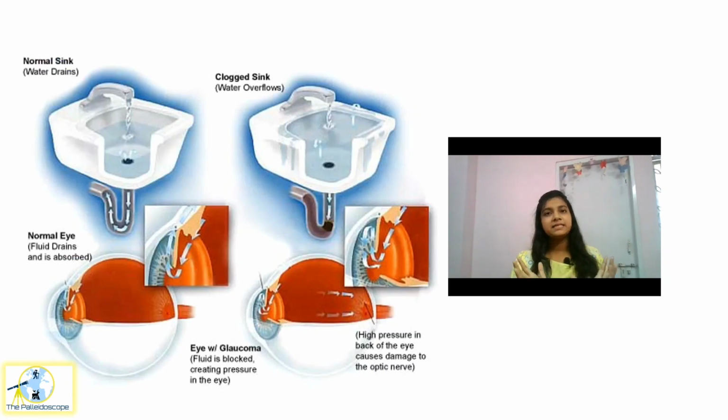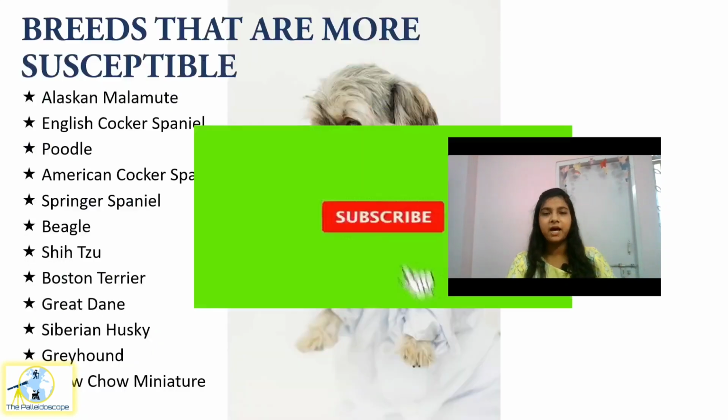Say for example, there is a sink, it is clogged, the water is not able to pass. What will happen? It will overflow. Similarly, in our eye, if the exit pathway is blocked, then what will happen? Obviously it will not be able to overflow because the eye can't burst at that time. The intraocular pressure will be continuously increasing. Okay, so this is the thing that is happening actually. Hopefully the concept will be clear by now.